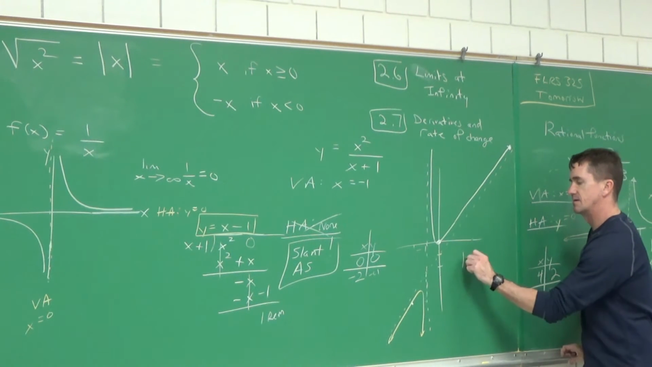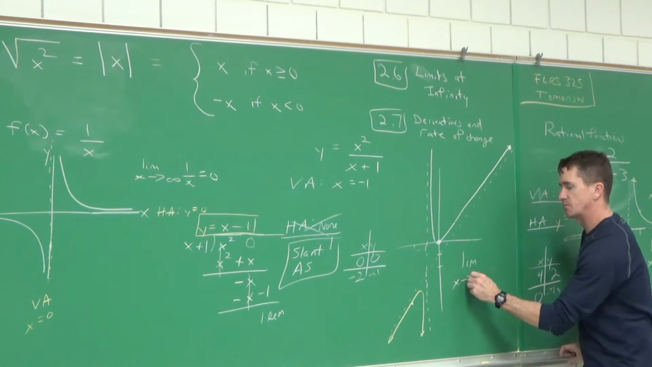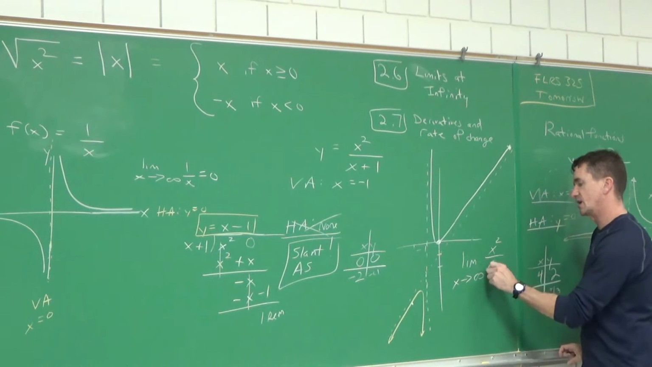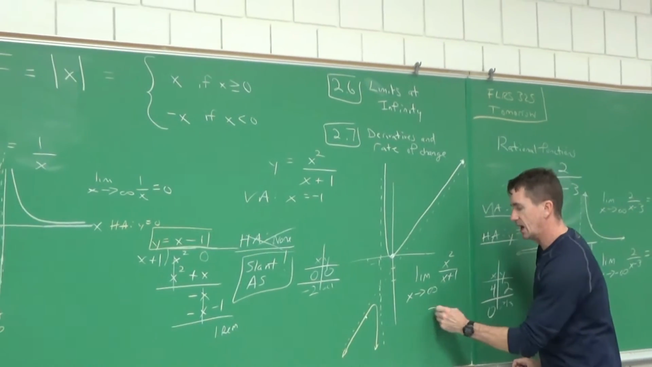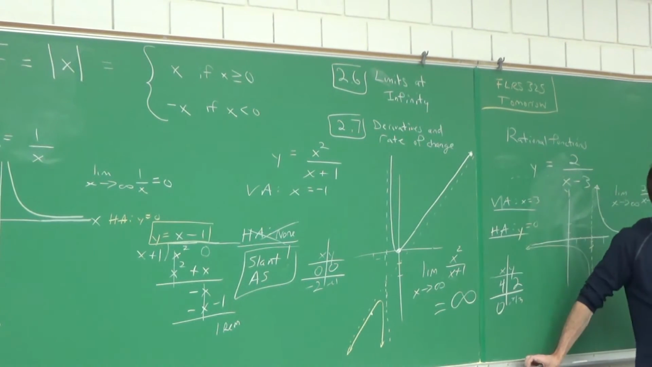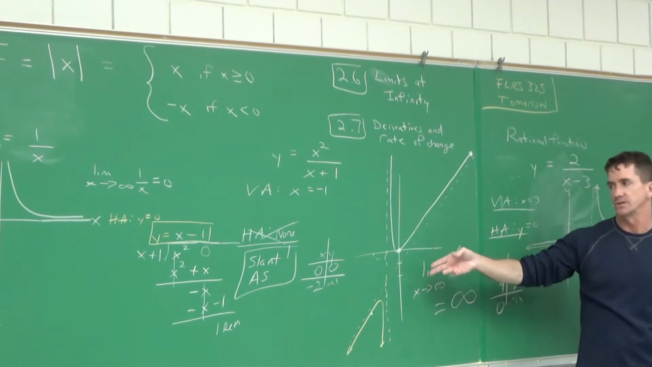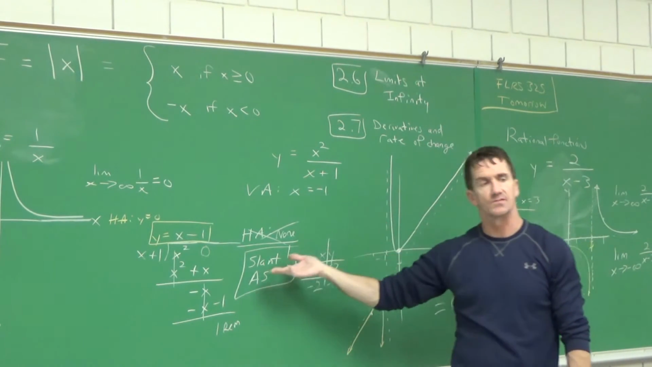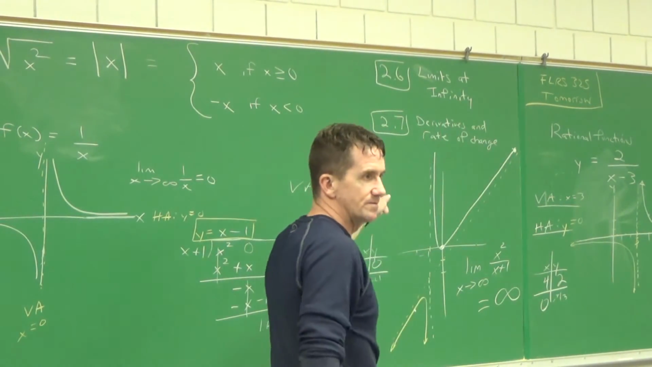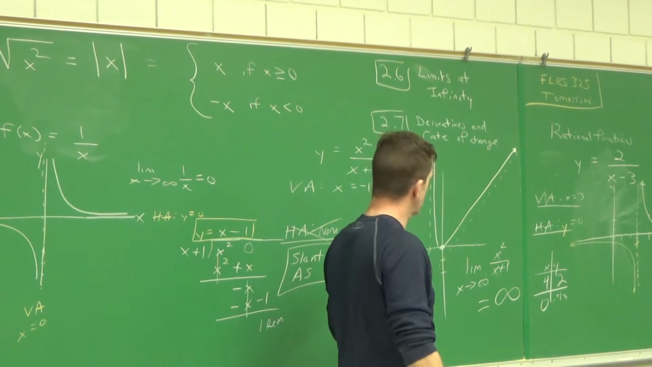Now, what's the limit as x approaches infinity of x squared over x plus 1? Oh my gosh, it's going to what? Positive infinity. Now I want to talk about this. I said you don't have to find the slant asymptote to find these answers, right? So can we make this one easy, if you don't want to find a slant asymptote?